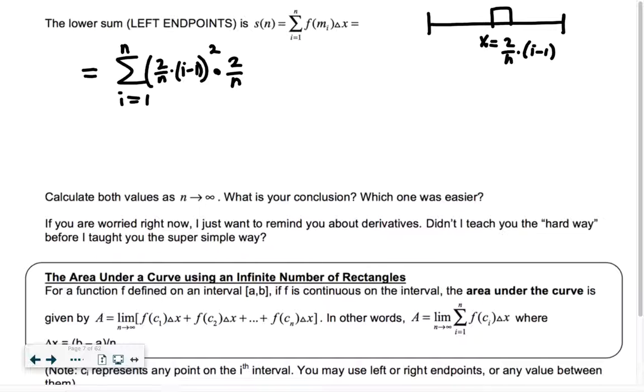All right, so we're going to square it out. So I'm going to have i equals 1 to n. I'm going to have my 2 over n, well, it's going to be squared, right? So I'm going to write 4 over n squared multiplied by, if I FOIL that out, i squared minus 2i plus 1, times 2 over n. Lovely.